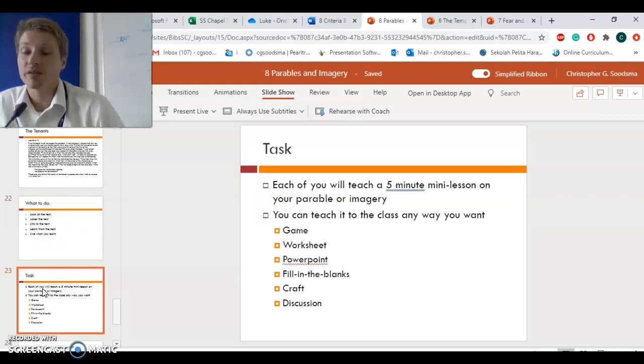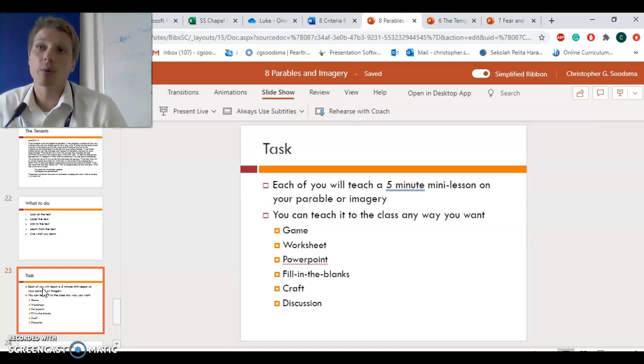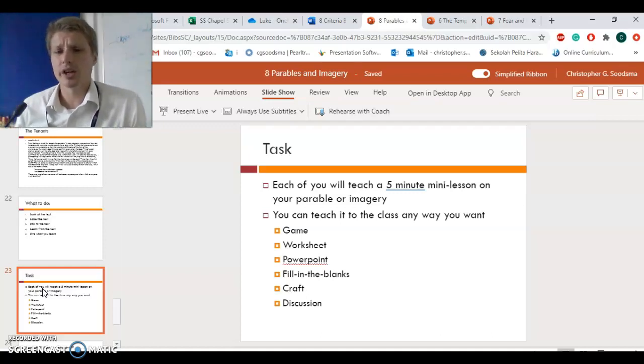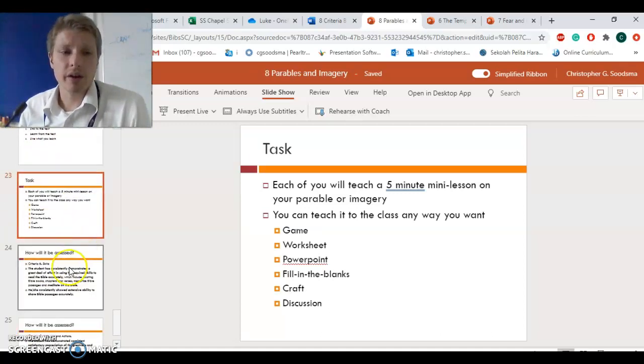We will be doing this through a video because of COVID and our limitations of home-based learning. But you can apply other things. You can make it a game, you can make it a worksheet, PowerPoint, interactive. And we'll be sharing these with the class at the end of it all.